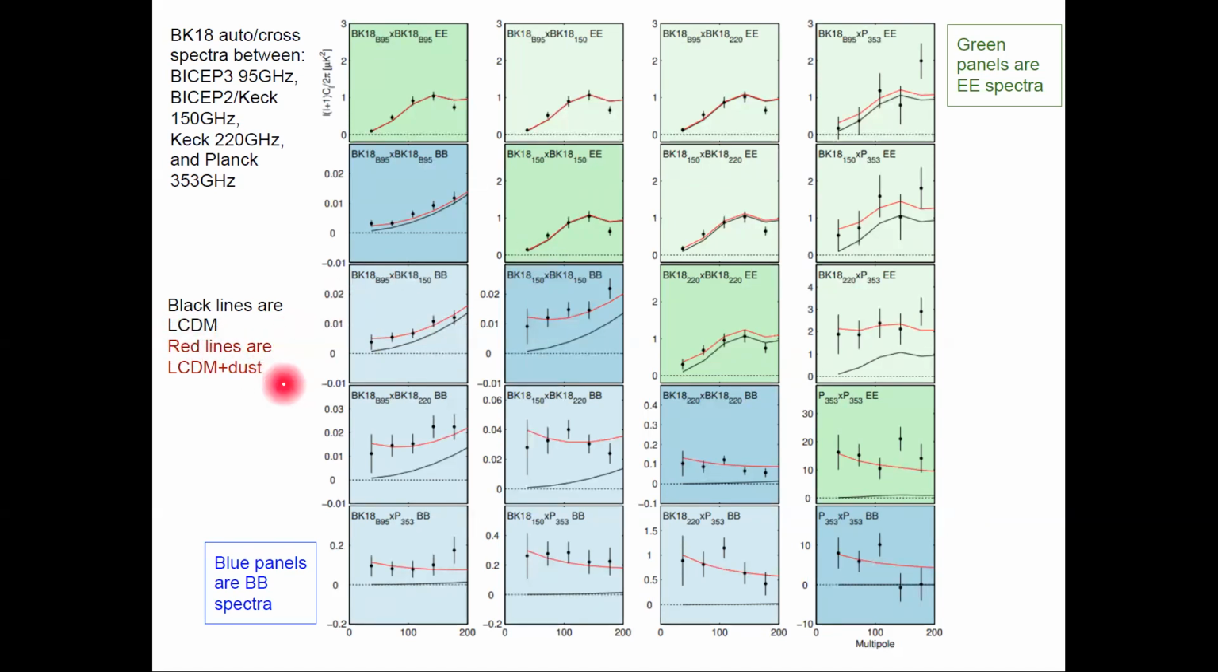And then the red lines include dust, which has been adjusted to best fit the data, which are the black points. You can see that the data agree with the red lines excellently in all of the panels, right? The extension of that statement is to say the chi-squared is okay. So that's telling us that the model is an adequate description of the data. There's no need for anything else but lambda CDM and dust to explain all of this data.